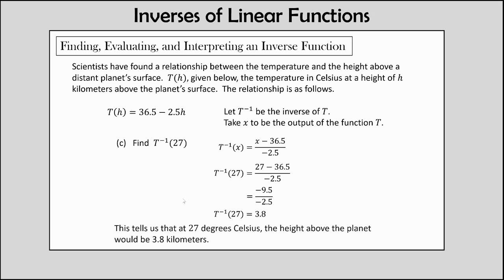Well, again, remember what it means is if you tell me the temperature, I'll tell you how high above the planet you should be. So at a temperature of 27 degrees Celsius, you are 3.8 kilometers above the surface of this planet. Inverse switches the meanings of the variables, switches the input-output concept.